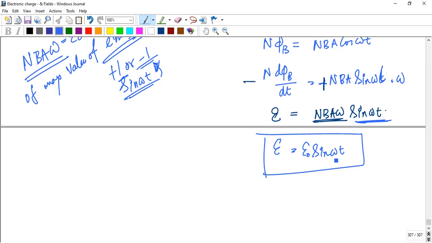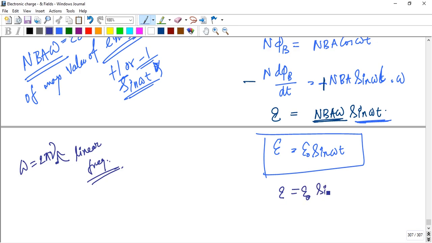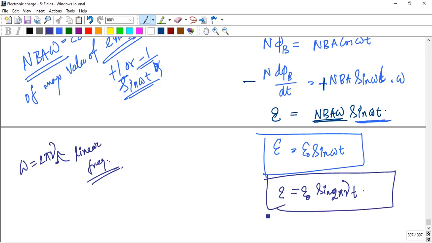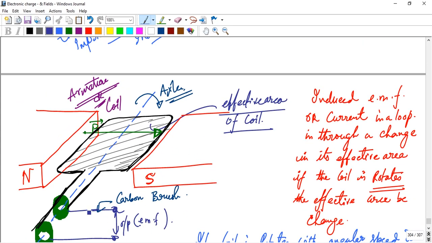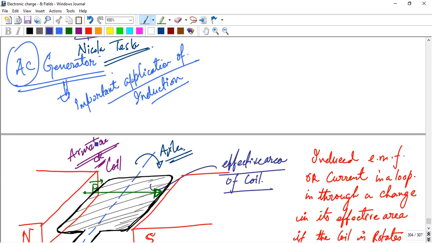There is an angular speed, and the omega is equal to 2 pi nu, where nu is the linear frequency. Now EMF equals EMF maximum value times sine of 2 pi nu t. That's the EMF produced by the coil if the coil rotates. It is actually an AC generator if that armature coil rotates.